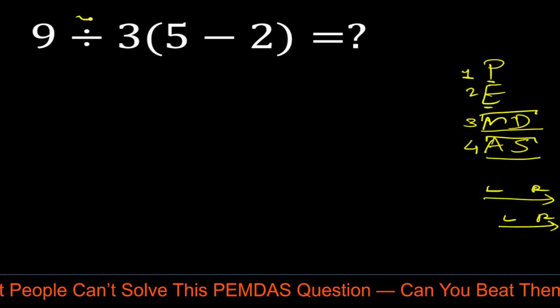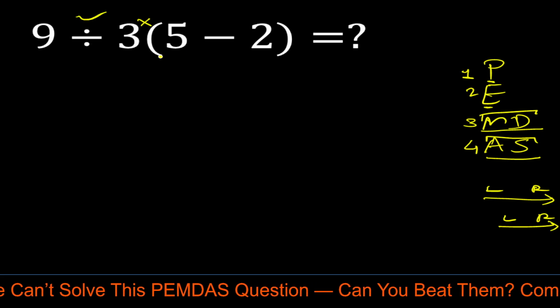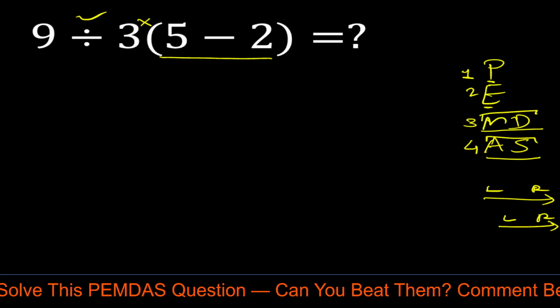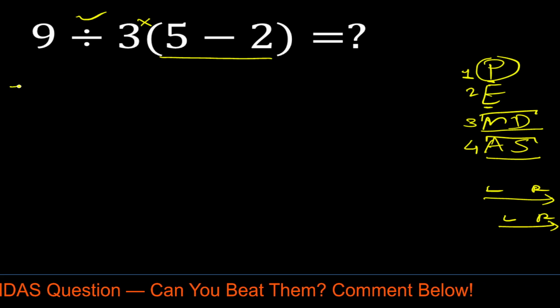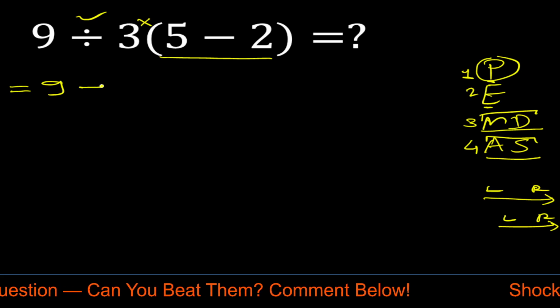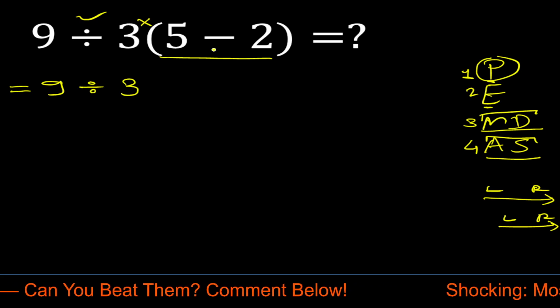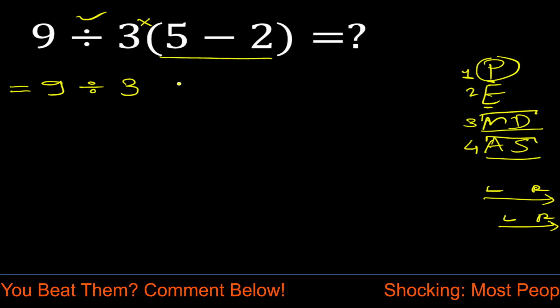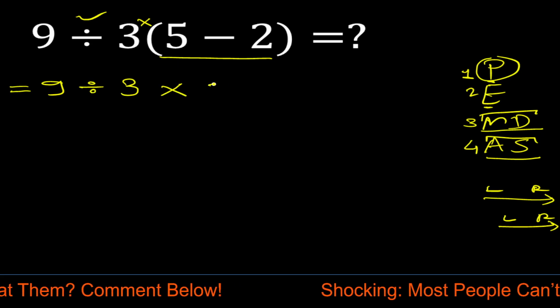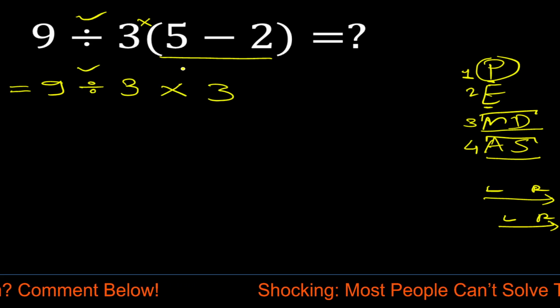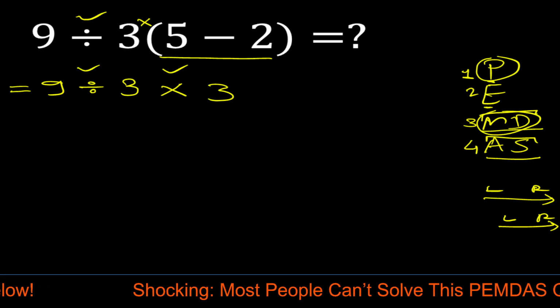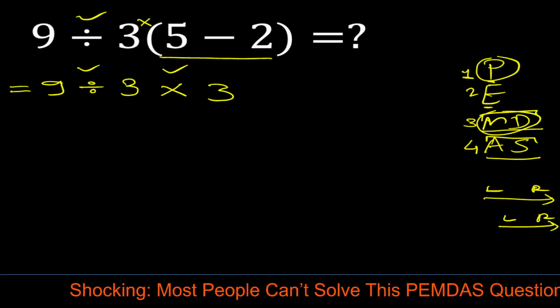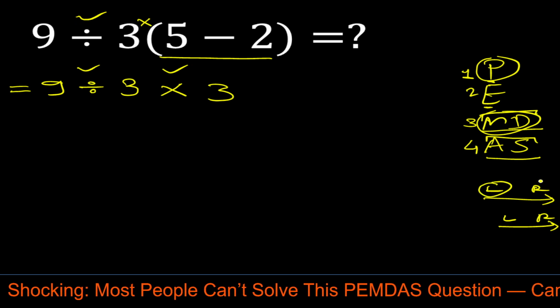So in this question, here we have division, here multiplication, and here parenthesis, right? So according to the PEMDAS rule, first we have to solve the parenthesis. So now 9 divided by 3. Now solve this parenthesis, 5 minus 2 is equal to 3. So times 3, right? Now here we have division and here multiplication. So multiplication and division both have equal priority. So we have to solve it from left to right.